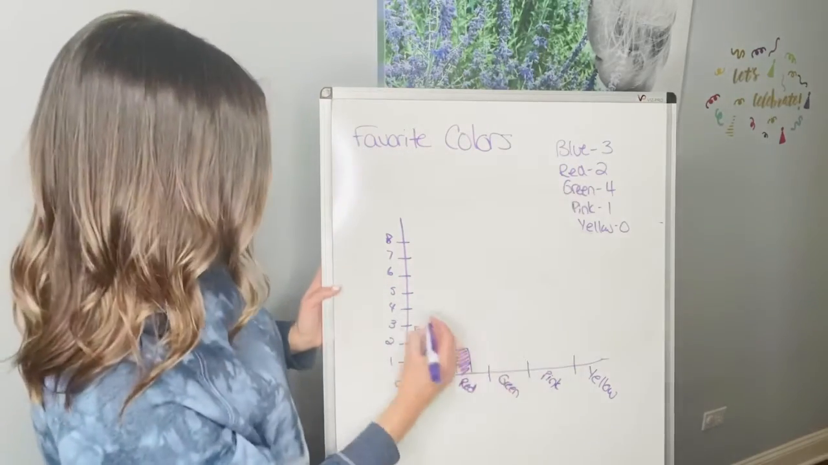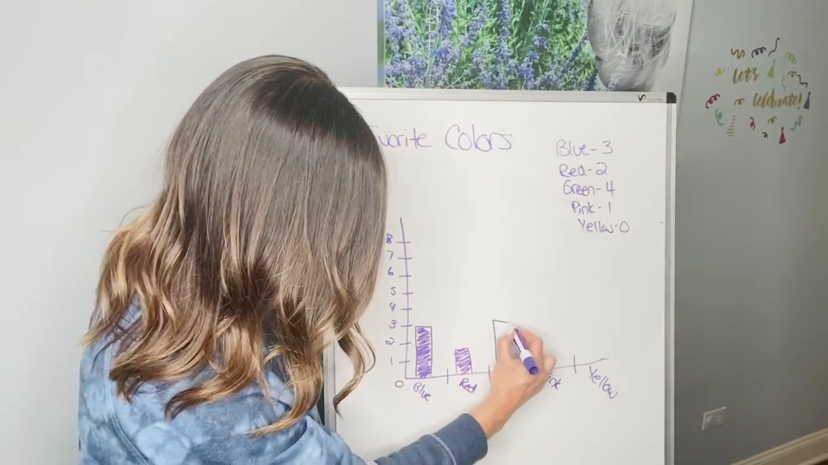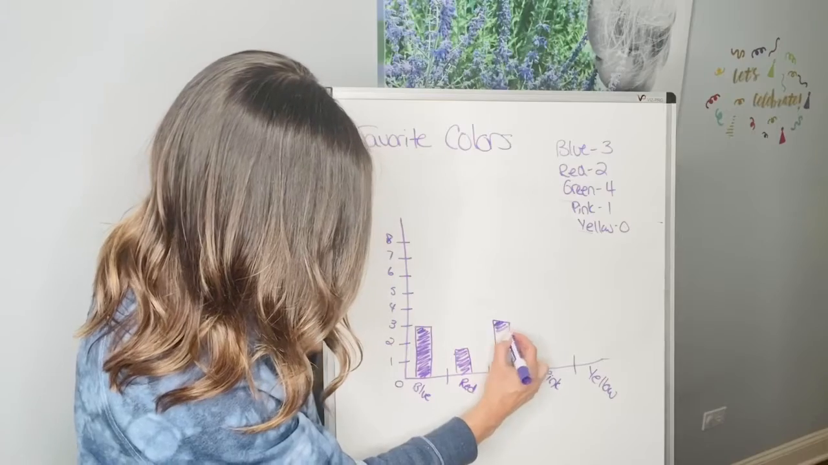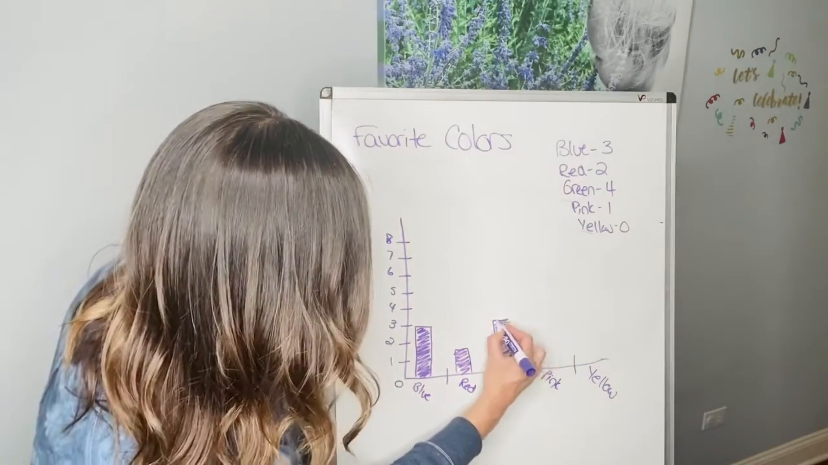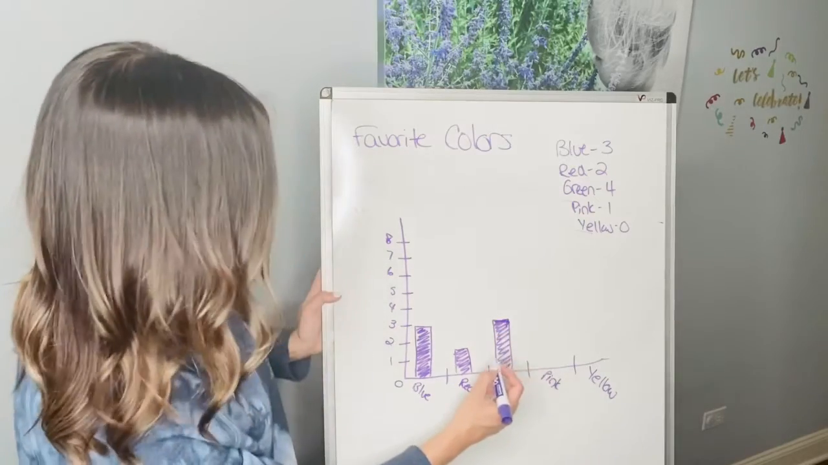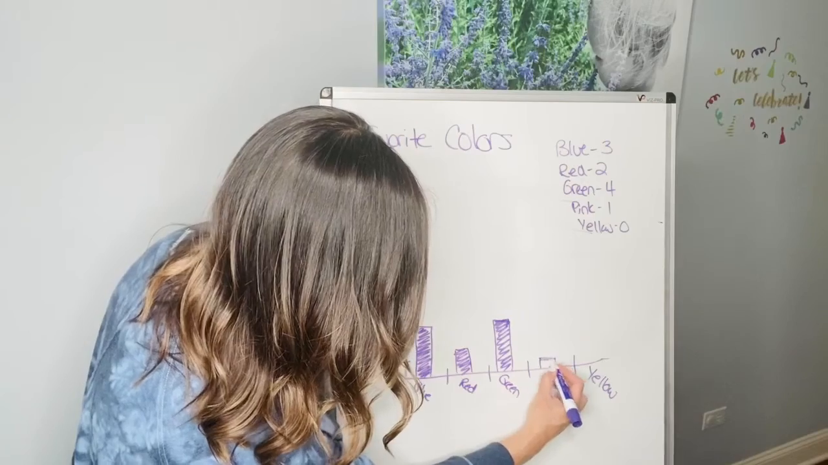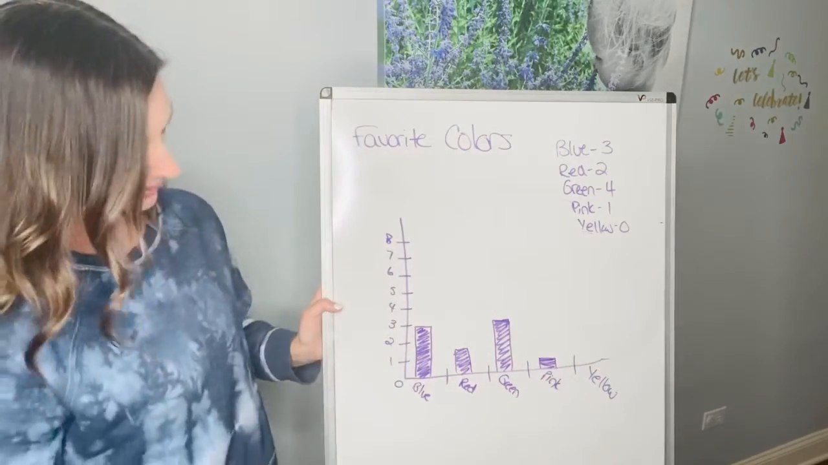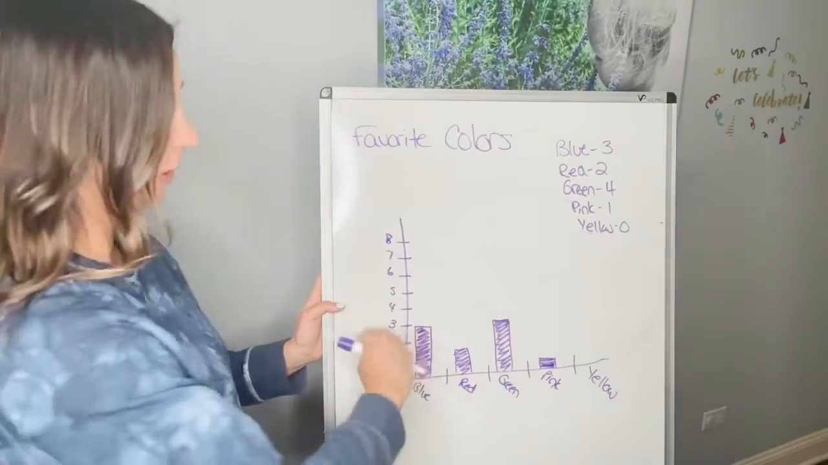Green, I have 4, so here's my 4. You want to make it even. Color in my 4. Make it a little straighter. Pink, I had 1, so I'm going to go across. And then yellow, I had 0, so I'm going to leave it blank. Alrighty? That is how you're going to create your bar graph. You want to keep it level.